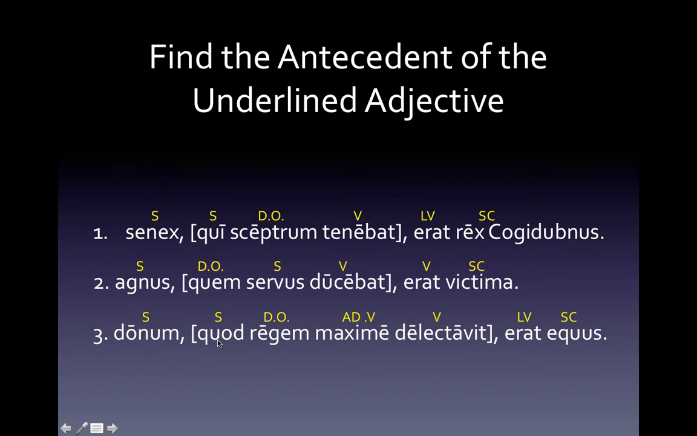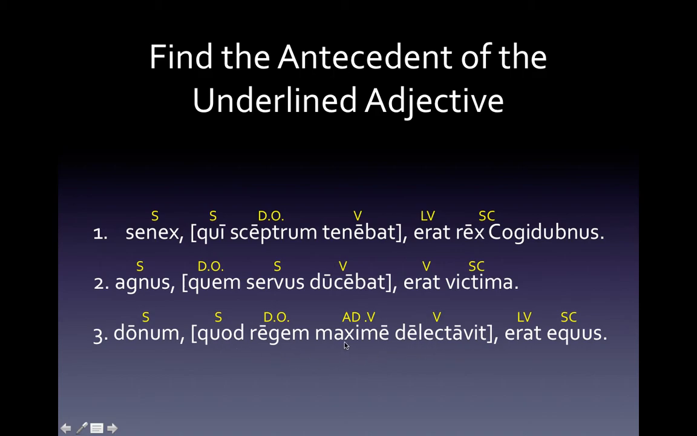Quod, this is a neuter relative pronoun. It could be nominative or accusative. However, regem right here has to be accusative, so it is our direct object. By default, this is our subject. Maxime is an adverb. Delectavit is a verb. Erat's a linking verb. Equus is a nominative, and it's on the other side of a linking verb, therefore it's a subject complement.